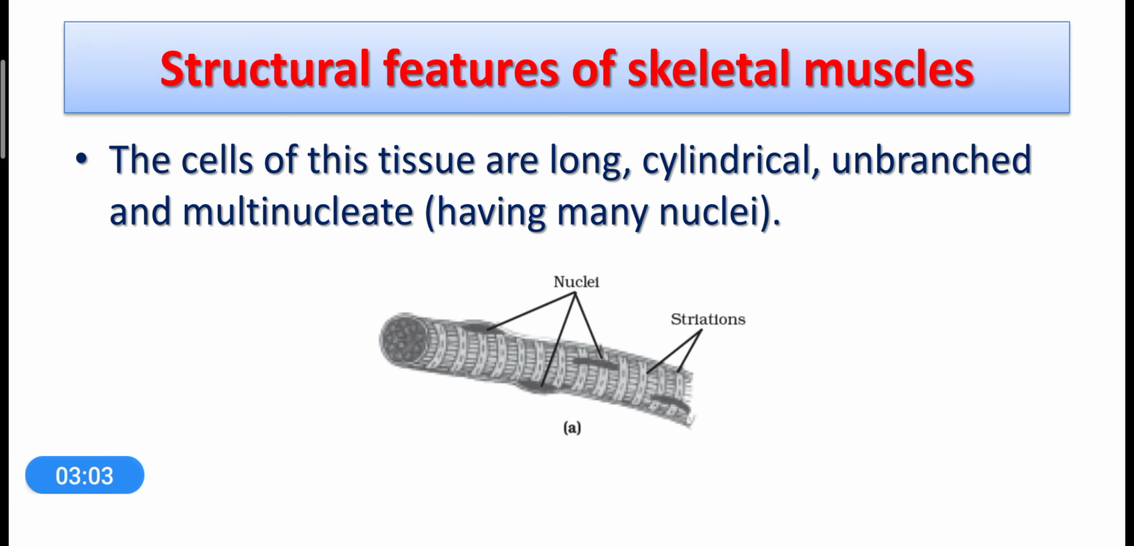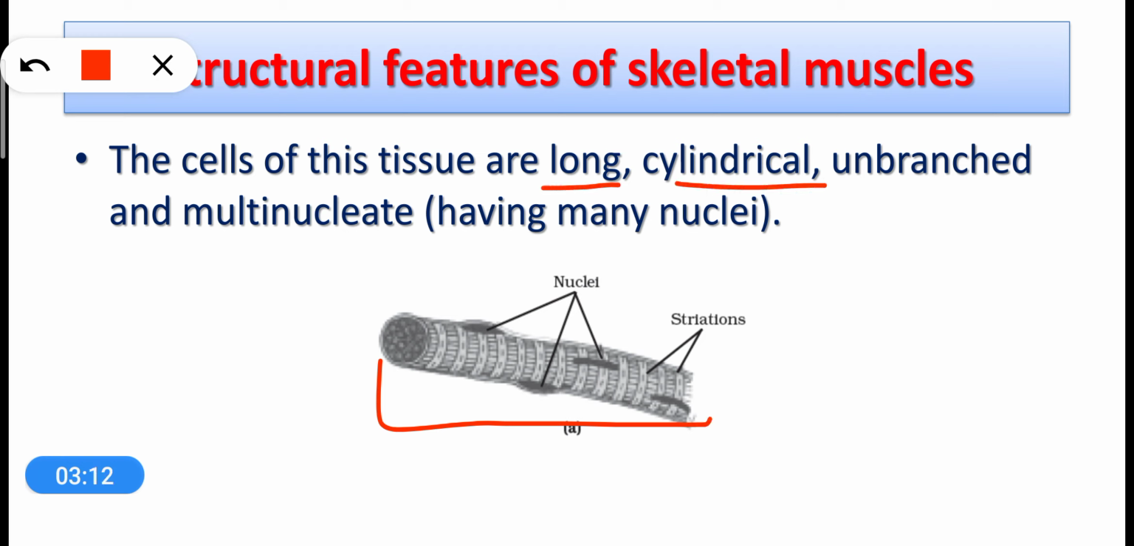Let's talk about a few structural features of them. Dear students, here in the diagram you can see that the muscles are long and cylindrical, and they are unbranched, means they have no branches, but they are multinucleated. Here you can see the multiple nuclei are visible. So these are the structural features of skeletal muscles. So now you know that the skeletal muscles are called by three names: striated muscles, skeletal muscles, and voluntary muscles. Voluntary muscles because their movement is under the control of our will.